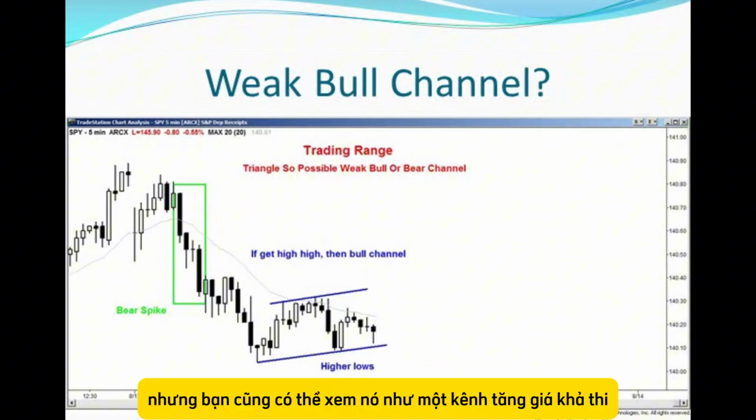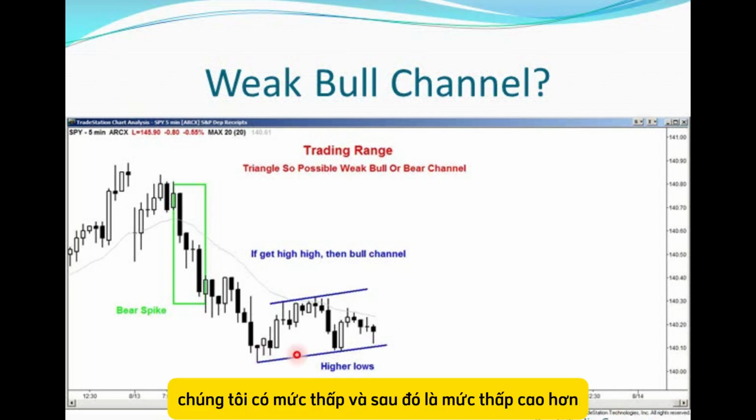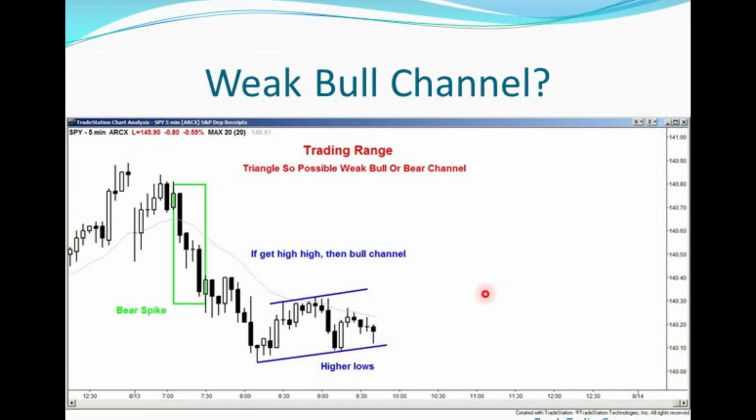But you can also look at it as a possible bull channel. We have a low and then a higher low. You take a parallel of this and anchor it up here, and this could be the start of a bull channel. And at the moment, we don't know which it is.